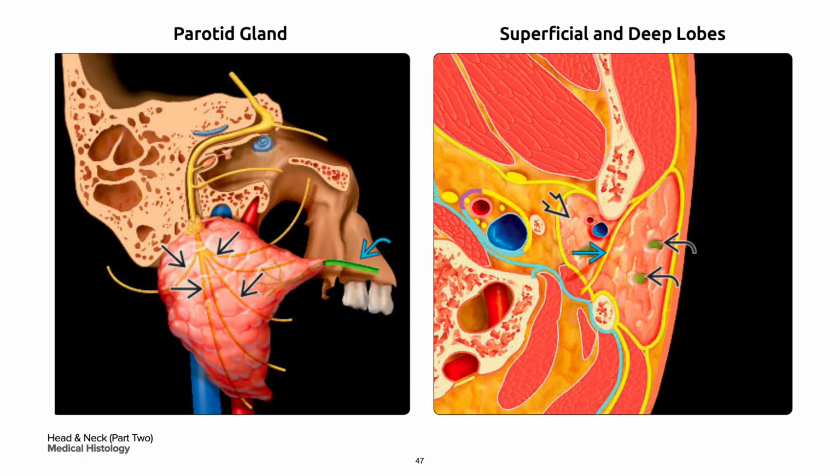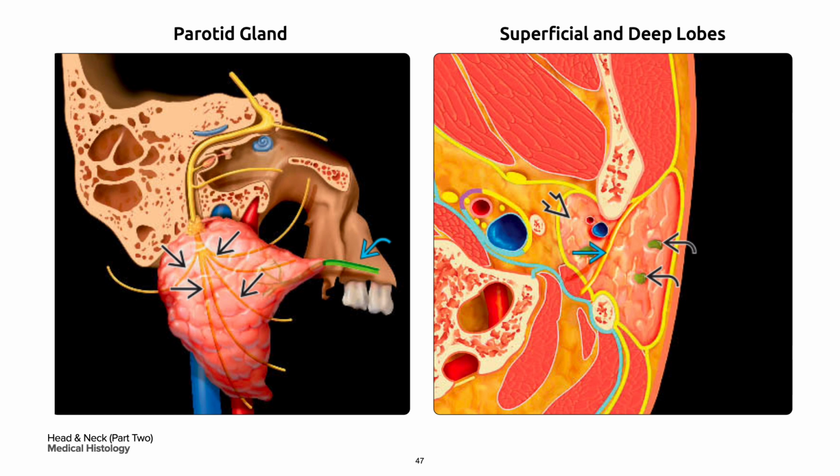Microscopically, the functional unit consists of an acinus and a draining duct system. Acini can be serous, mucous, or mixed. Parotid is purely serous. Submandibular is mixed with serous predominance. Sublingual is mixed with mucous predominance.